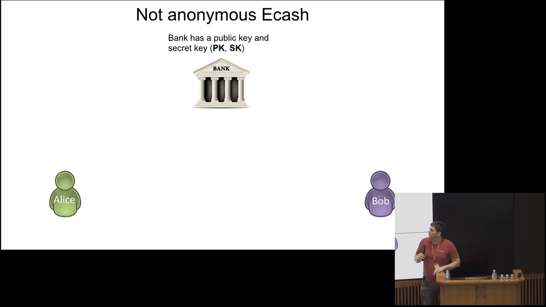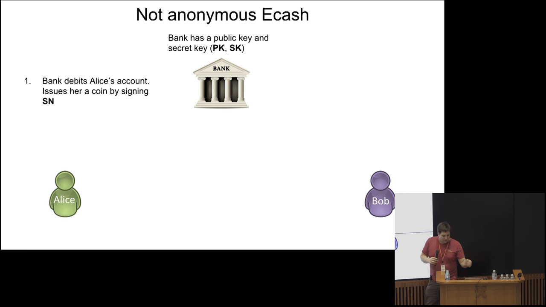So before I explain anonymous e-cash, let's look at the non-anonymous version with just regular signatures. So we have a bank here. The bank has a private and secret key. Everyone knows what the bank's public key is. Alice and Bob both have accounts at the bank. This is an assumption behind anonymous e-cash. And so Alice wants a coin so she can pay Bob. So what Alice is going to do is she's going to ask the bank to debit her account a certain amount and issue her a coin.